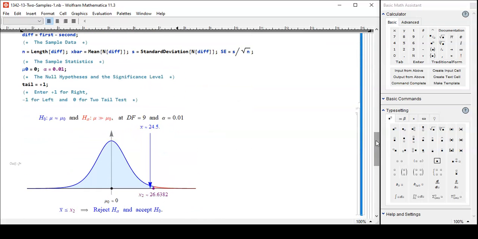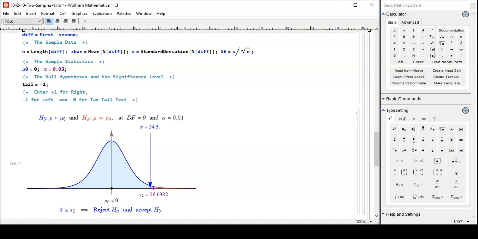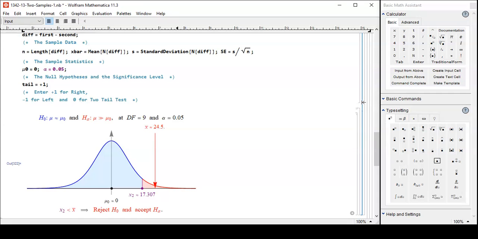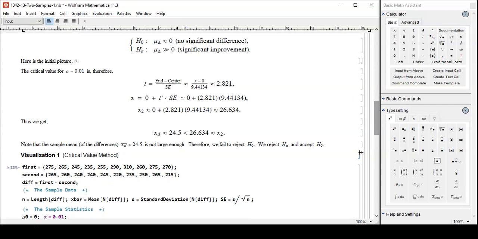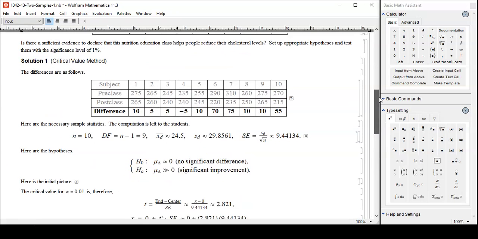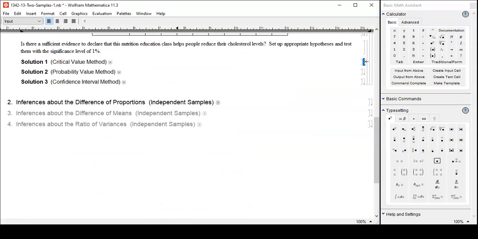Here we go. Now, if you repeat the problem with different alpha value, for example, you may get different results. For example, if I use alpha as just 5%, then you get different critical value and different conclusion. Let's go back to the original problem. Okay, that's one way to handle it, using the critical value approach.